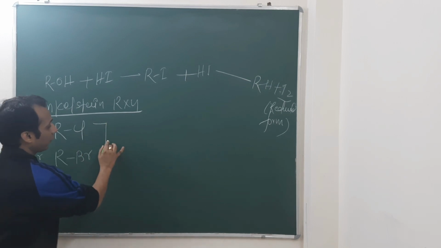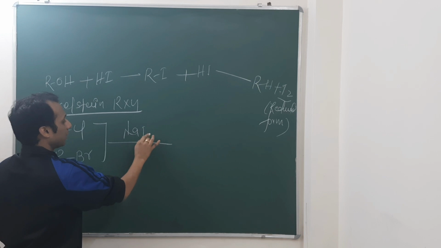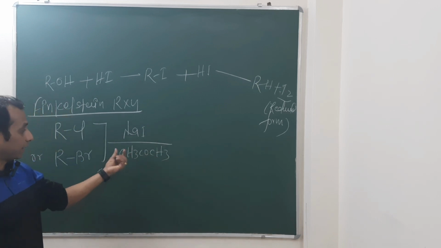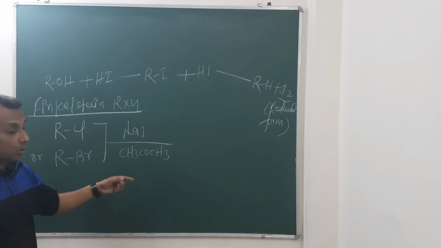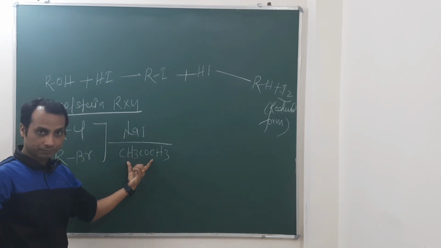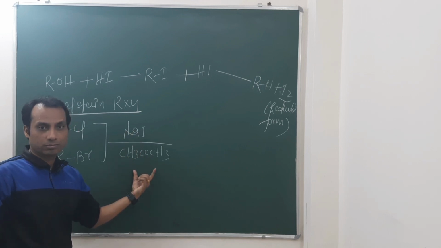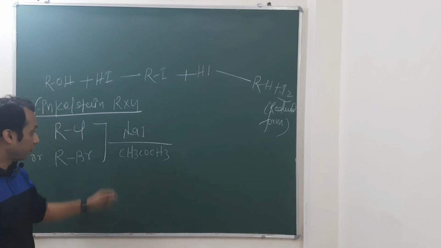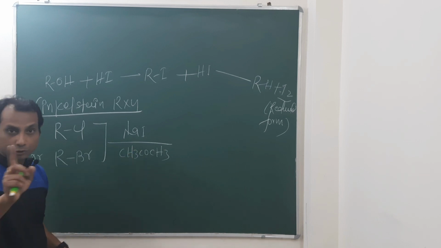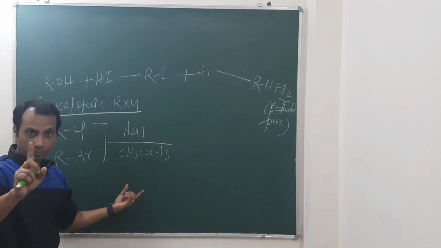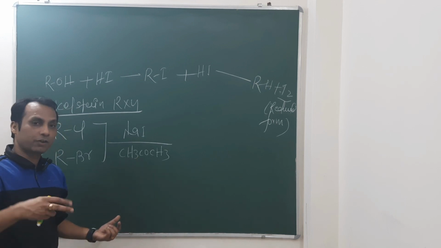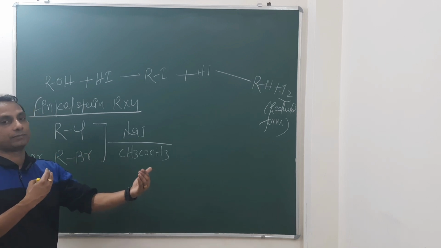Now we take sodium iodide in the presence of acetone. See why we take sodium iodide in the presence of acetone: because sodium iodide is soluble in acetone, hence it will not form a precipitate. Otherwise, if you take sodium bromide or sodium chloride, that will not dissolve in acetone, it will form a precipitate, and the reaction will be reversible.